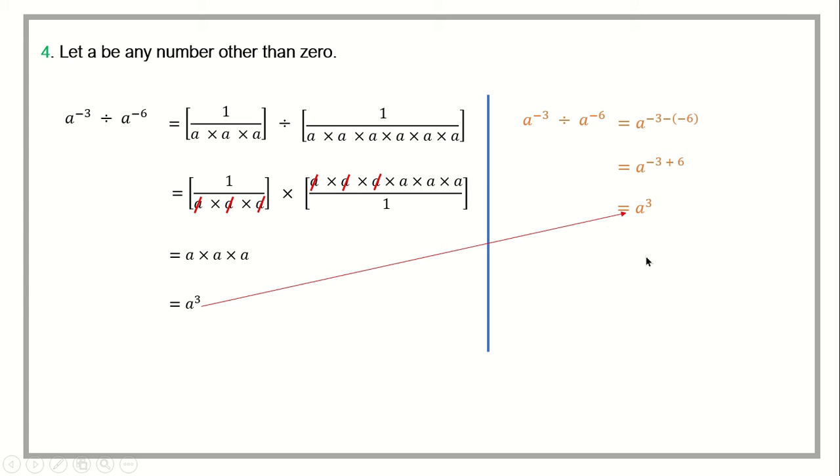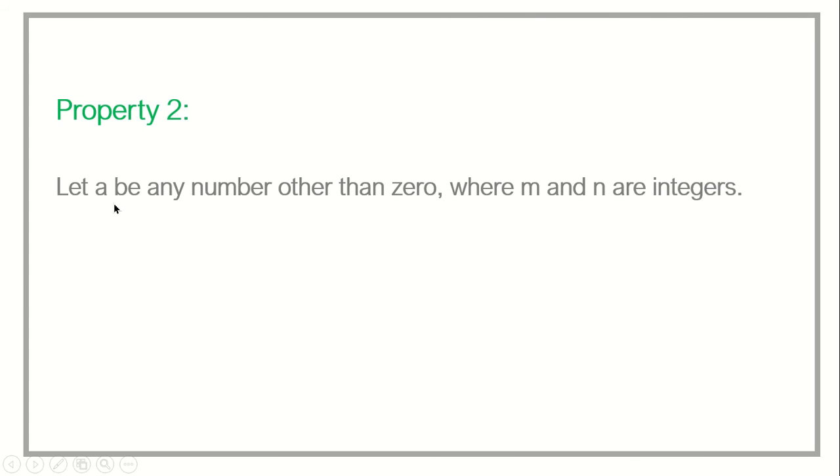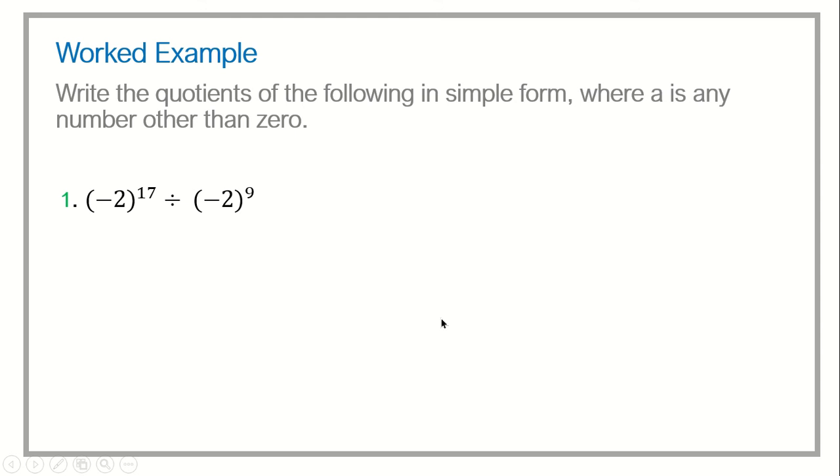Okay? Now, from our investigation, we come up with property number 2 of exponents. Let A be any number other than 0, where m and n are integers. Then A to the power of m divided by A to the power of n equals A to the power of m minus n. Now let's get some examples.